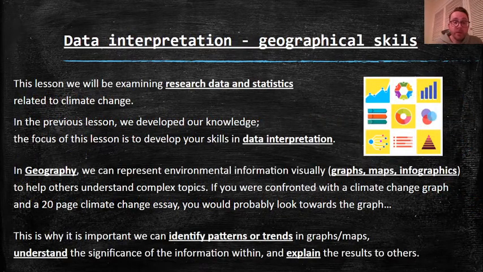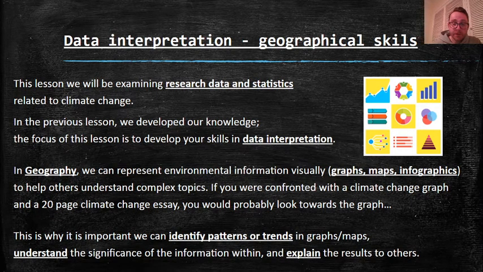Cool. So this lesson, looking at some cheeky data and statistics. As I said before, we looked at our knowledge of climate change last lesson. This lesson we're expanding that and developing our skills in data interpretation. In geography, we represent information visually. So we don't want you to be reading textbook after textbook after textbook in geography. It's not like English or history. It's more about the visuals of graphs, maps, infographics, nice colorful stuff to help us understand these complex topics.